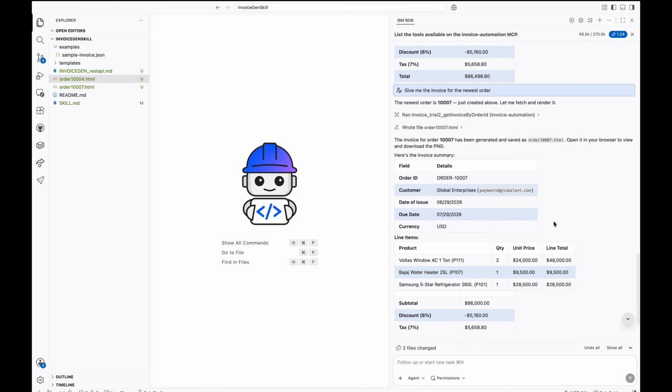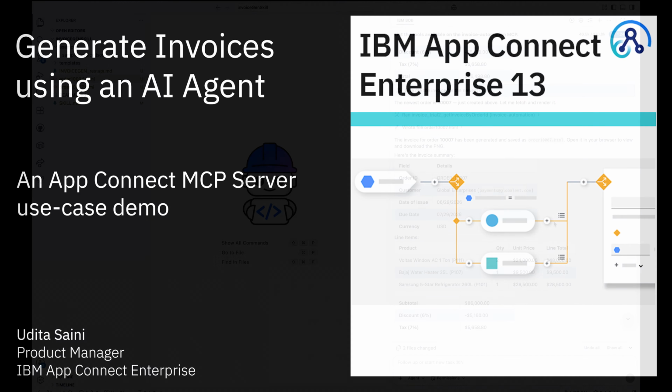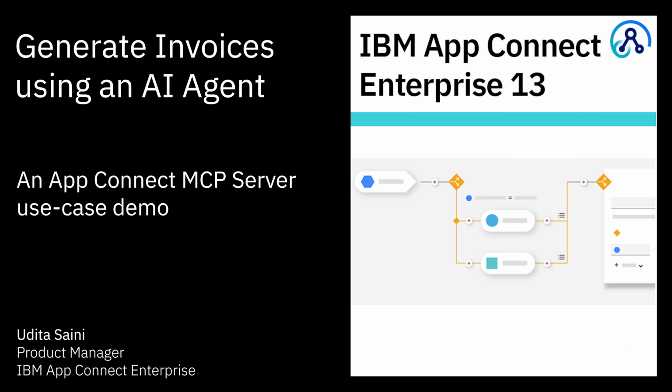Ultimately, this is about bringing AI closer to real enterprise operations. By combining App Connect's integration capabilities with MCP, we create a bridge where AI agents can interact with business systems in a structured, dependable, and production ready manner.